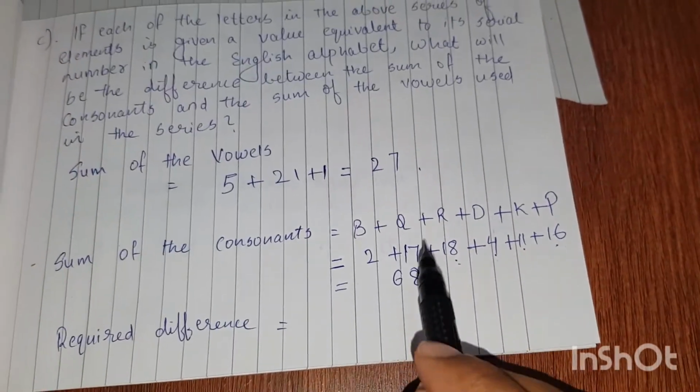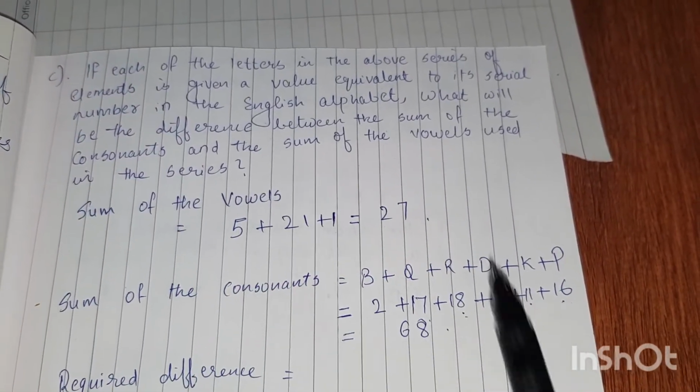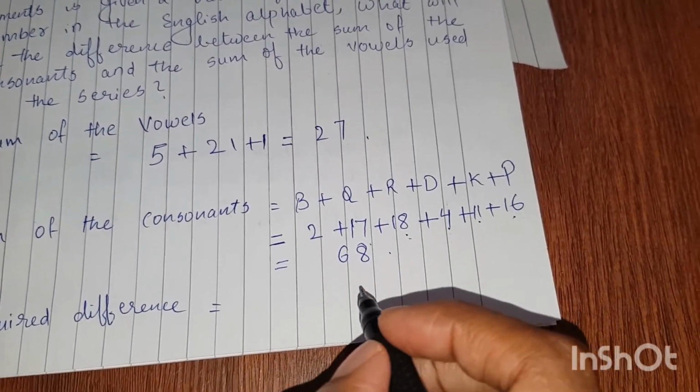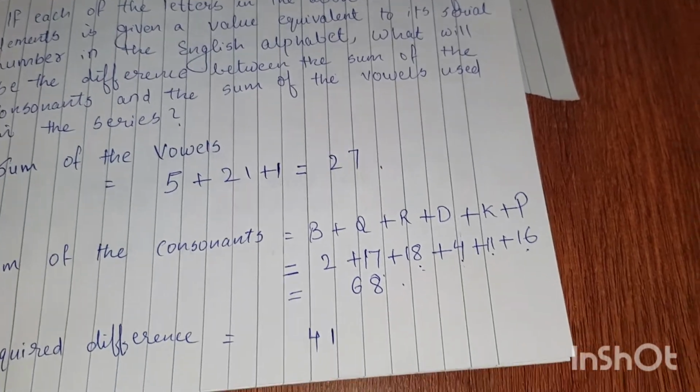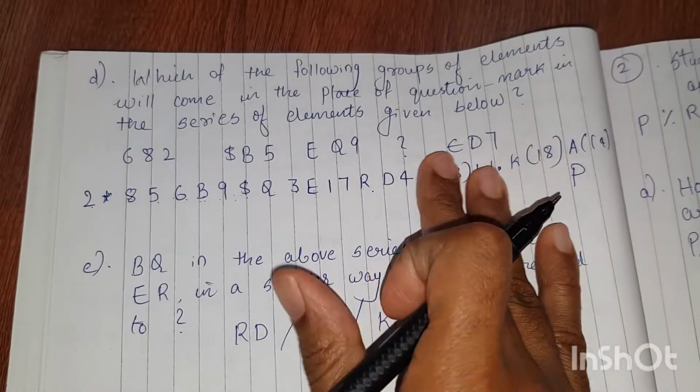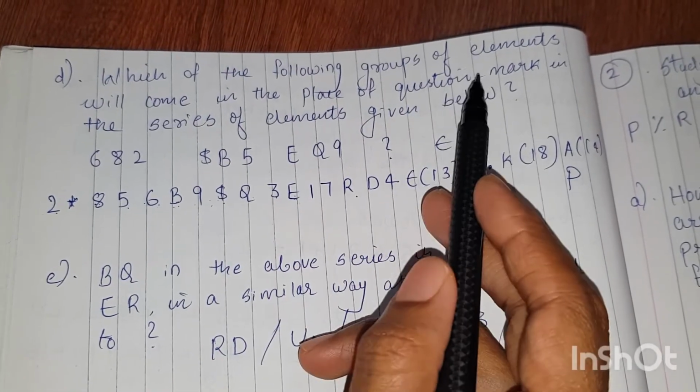Now the question is to find the difference between the sum of the consonants and the sum of the vowels. So 68 minus 27 is 41. That is the answer. Understood?